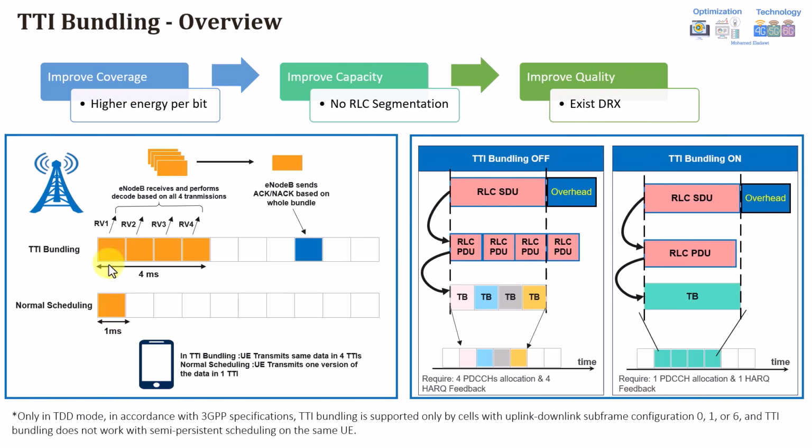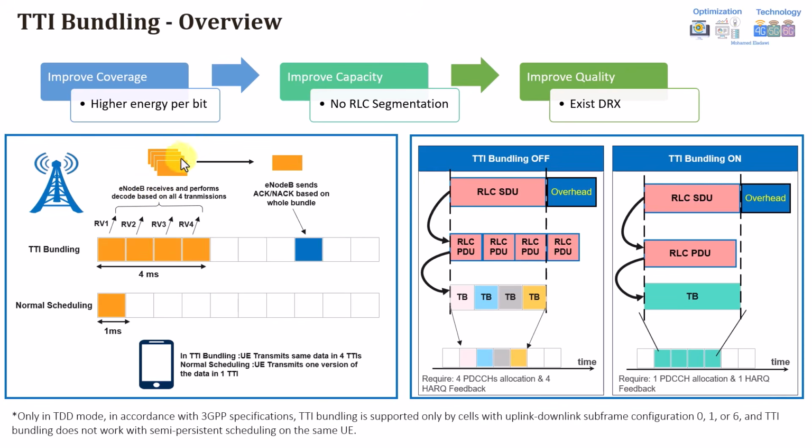Now this one will be retransmitted or sent by the users. The same data will be sent 4 times in 4 consecutive TTIs, as shown here, but with different redundancy versions. But the same data will be transmitted. Accordingly, this will be reflected in the decoding process on the eNodeB side. This will act like diversity, so that you will have higher energy per bit.